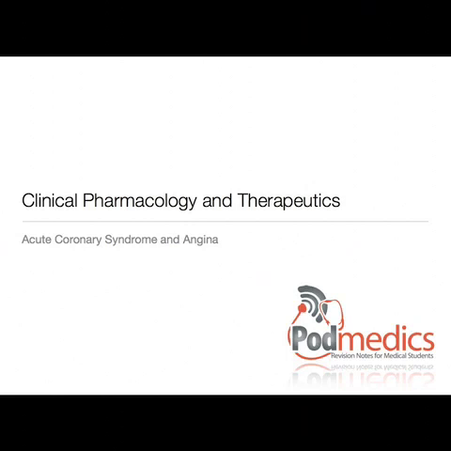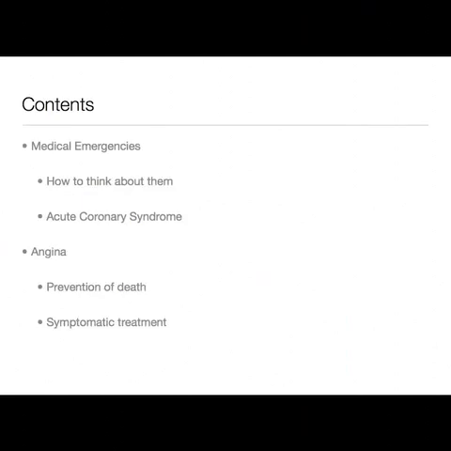Hello, and welcome to this podcast on clinical pharmacology and therapeutics. In this brief talk, we're going to look at acute coronary syndrome and angina, and use these examples as a way of talking about some of the most important classes of drugs commonly used in cardiology. So let's start with acute coronary syndrome.